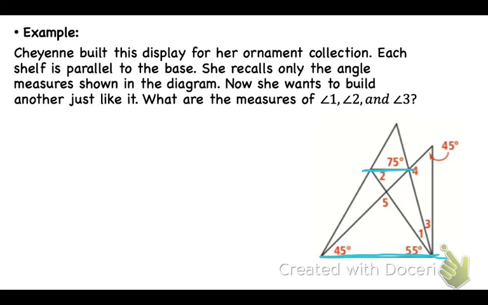I'm twisting my brain. Can we find 5? Yeah. It's 80. How can we find 5? 45 plus 55, subtracted from 180. So 5 equals 180 minus 100, right? Yeah, which is 80. Okay, so 5 is 80.